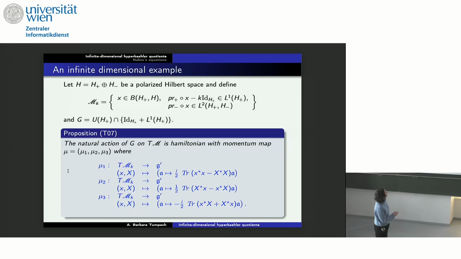So here we are acting on the tangent space of Nk, which is pairs of x like this, and the tangent space is where you forget about this translation. So small x is in Nk, and x is a bounded operator from H plus to H, such that the projection on H plus is L1, and the projection on H minus is L2. So here you see the moment map.